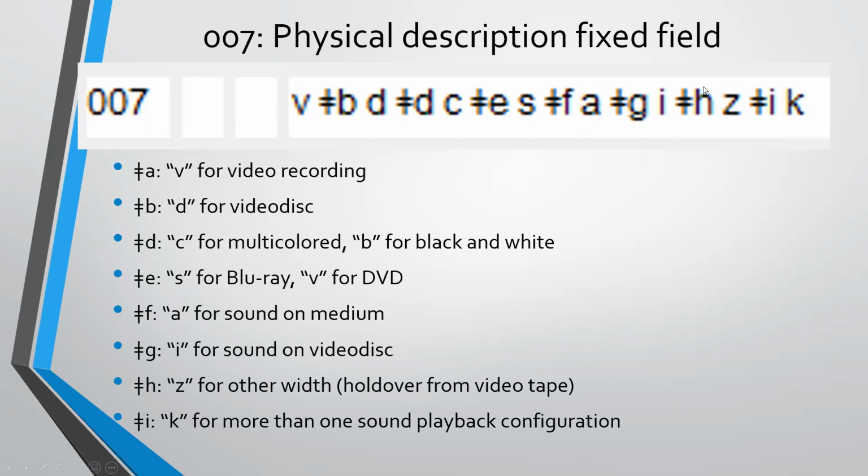Z, this is a holdover from videotape when you had different width videotapes. But any kind of digital field is just going to be Z for other. But if you had VHS cassettes versus beta cassettes versus 16 millimeter film strips, that is going to be different. And your subfield I for in this situation K, more than one sound playback configuration. So there's different kinds of sound setups. You've got different audio languages, most likely, that sort of thing.